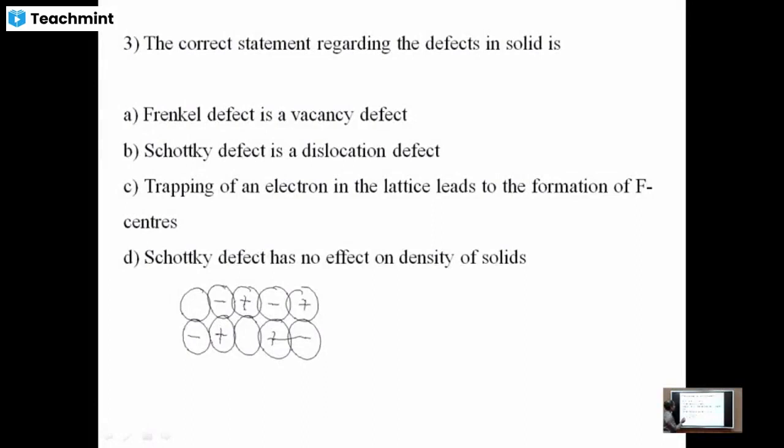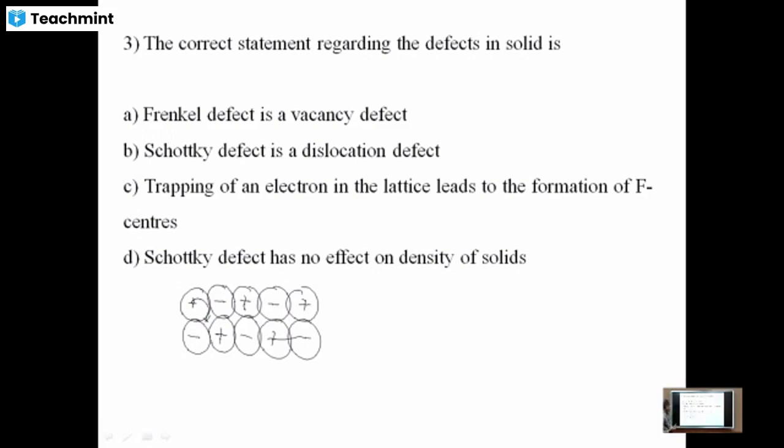Schottky defect is basically a vacancy defect, whereas a Frenkel defect is the shift of a positively charged cation from its lattice site to an interstitial site. Therefore, we call it a dislocation defect. So Frenkel defect should be dislocation, but here it is given that Frenkel defect is a vacancy defect. It is a wrong option. Schottky defect could be a vacancy defect, but here it is given that it is a dislocation defect.